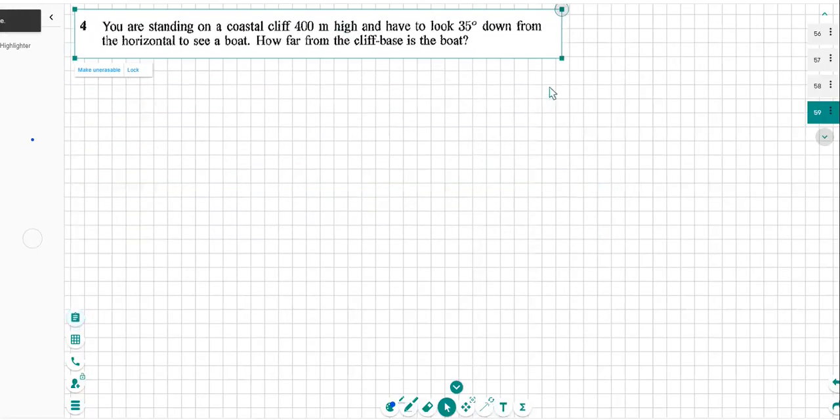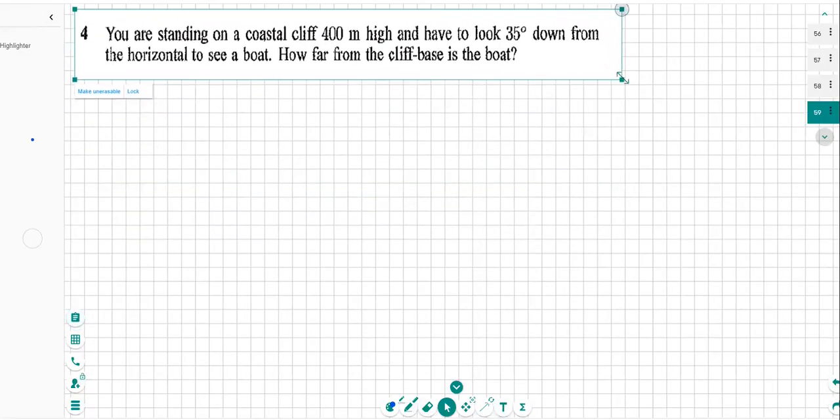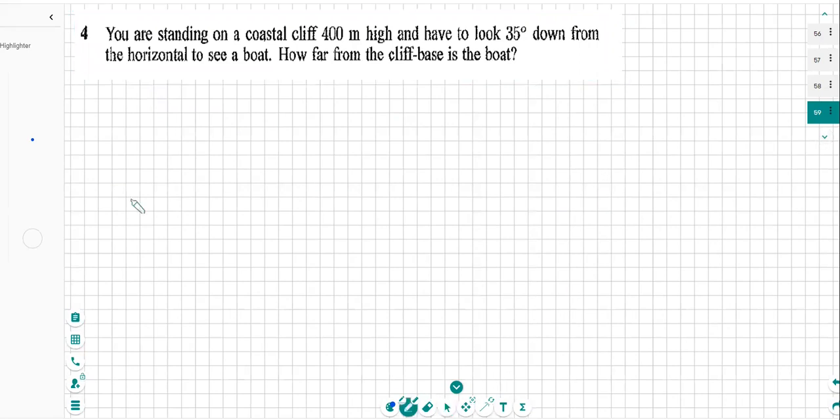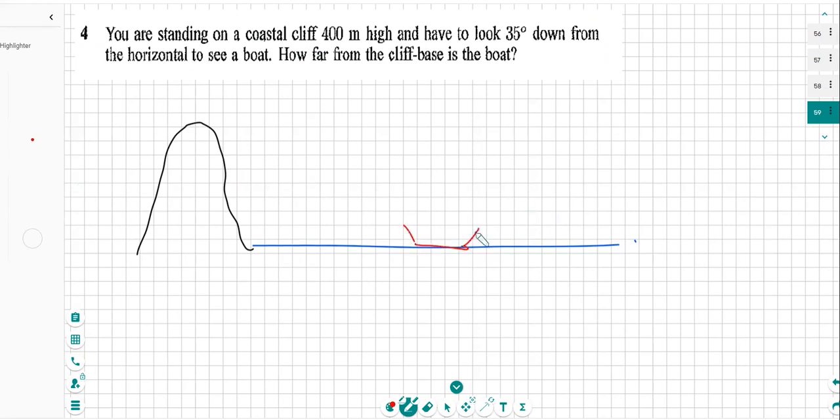It says you are standing on a coastal cliff 400 meters high and have a look at a 35-degree angle down from the horizontal to see the boat. So I'm just making this scenario for you. Say this is the cliff. And here it's like some sea or something, right? So here we have a boat, right? Yeah.